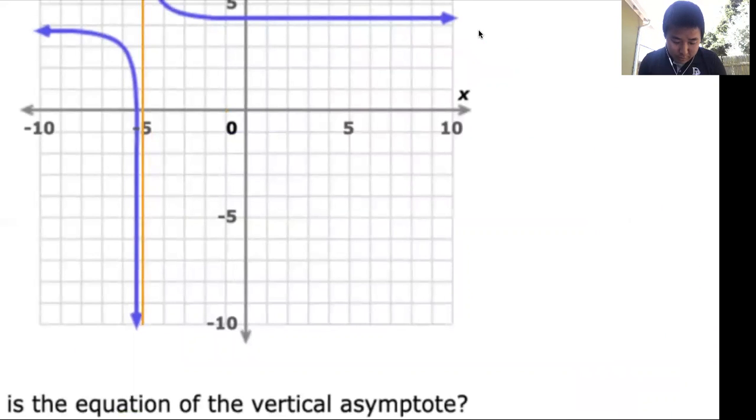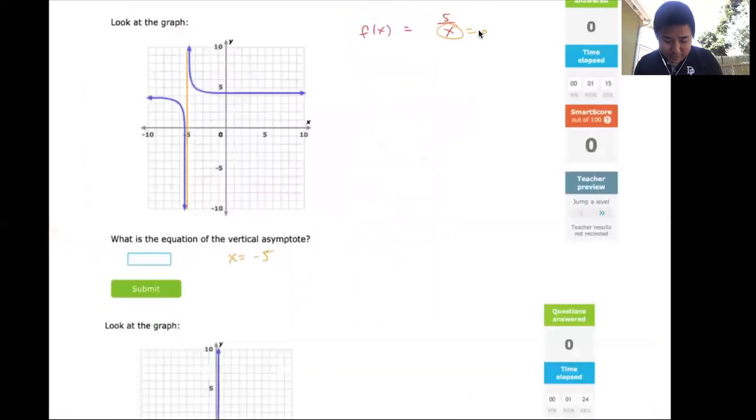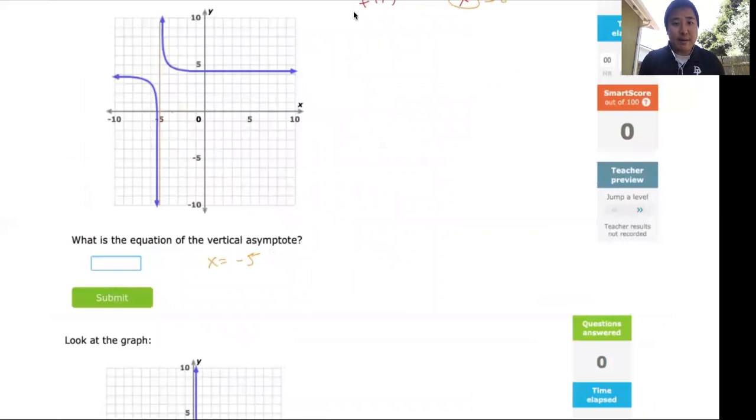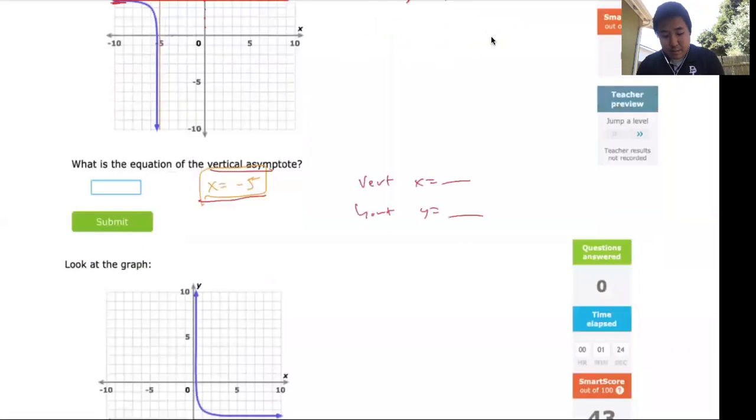So where are we? We're at 1, 2, 3, 4, 5. So our equation is x equals -5. And I think you need to put the x equals -5. When you ask for the vertical, you have to write x equals. So when it's vertical, it's x equals something, and when it's horizontal, it's y equals something. In this case, the horizontal is where these lines get close to, which is this line right here, and that's at 1, 2, 3, 4. So y equals 4. But it's only asking for the vertical.